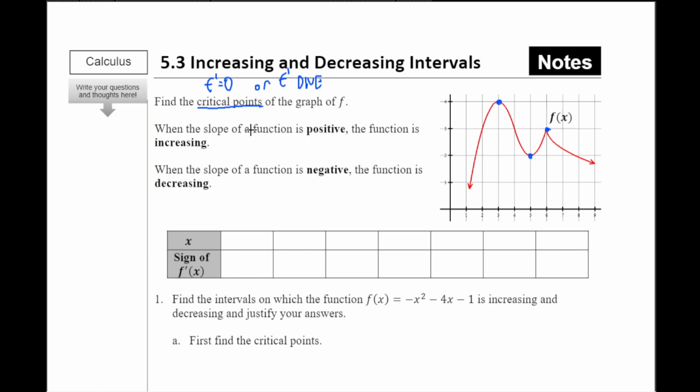When the slope of a function is positive, the function's increasing. When the slope of a function is negative, the function is decreasing. So let's look at this here. From negative infinity on this graph all the way up to positive 3, you see the function here is increasing, so the derivative is positive. So you start from the very left, which is negative infinity to 3. The sign of f prime of x is positive because the original function's increasing.